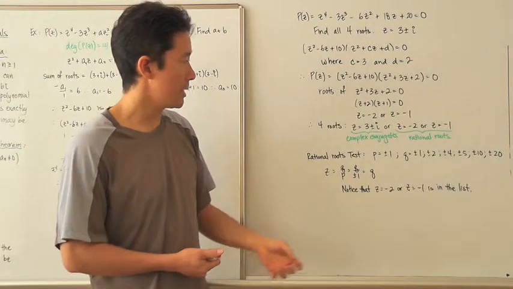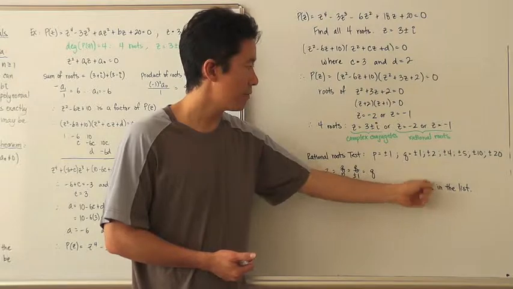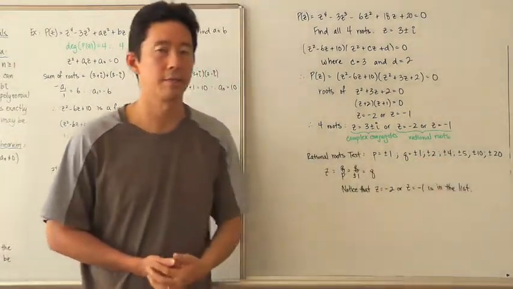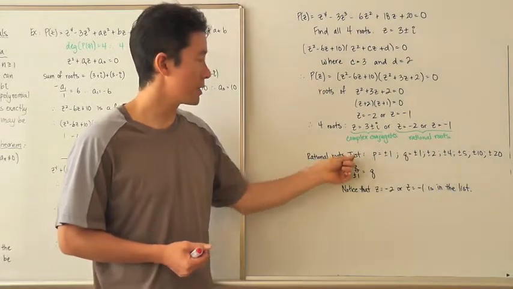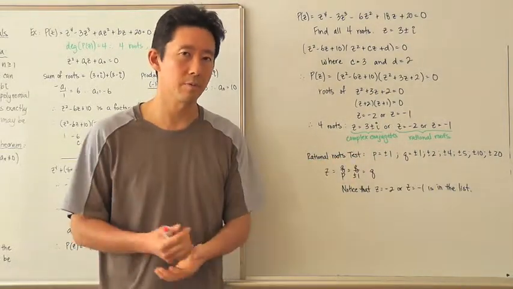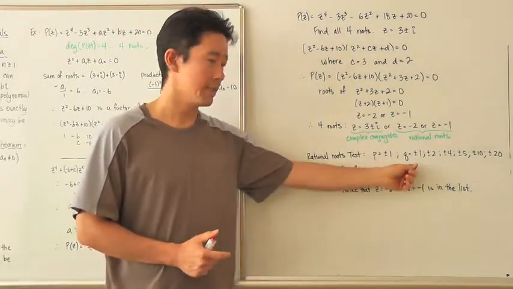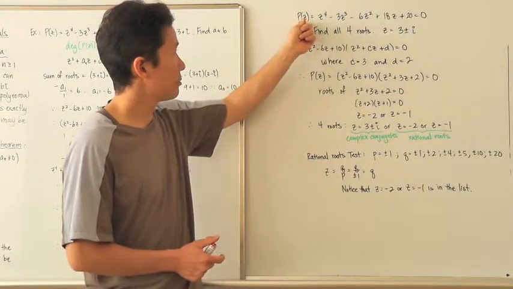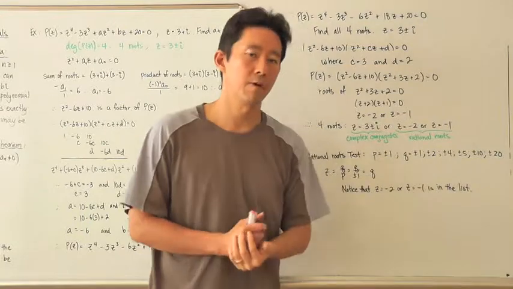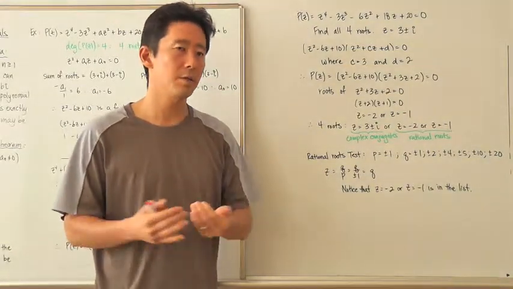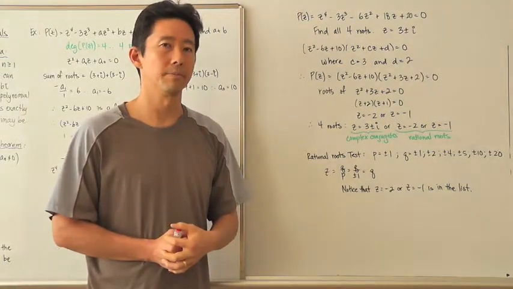For this particular case, notice that z equals -2 and z equals -1 are in this list. The rational roots test gives you the list of possible rational roots. If there are rational roots, they will be in this list. If your original polynomial does not have any rational roots, then this list will not provide you with any zeros. So it depends on the original polynomial function.